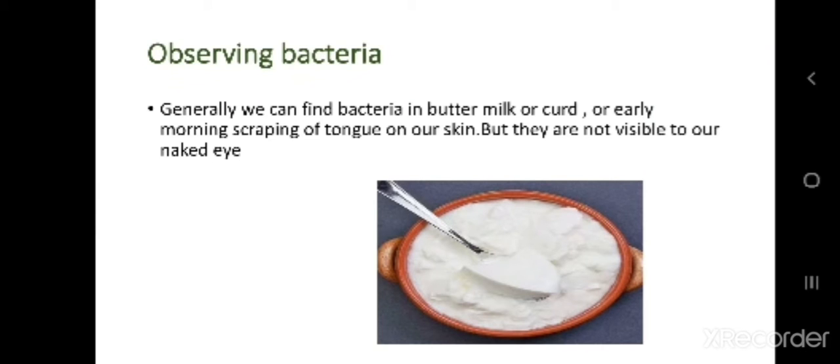Hello all. In 8th class biology, we are discussing our next topic. In the previous class, we have seen groups of microorganisms. So in this part, we are going to see how to observe bacteria under the microscope.